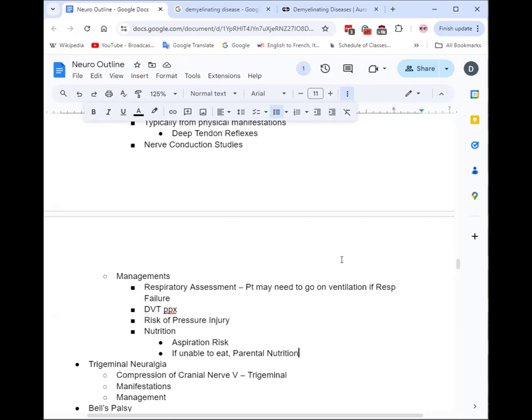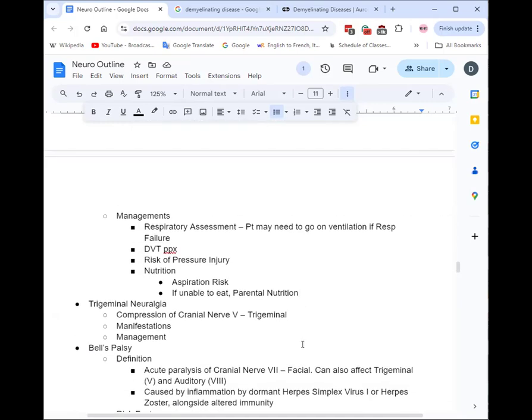But for this, they were talking about parenteral nutrition. So like a TPN, maybe a PPN, peripheral parenteral nutrition.